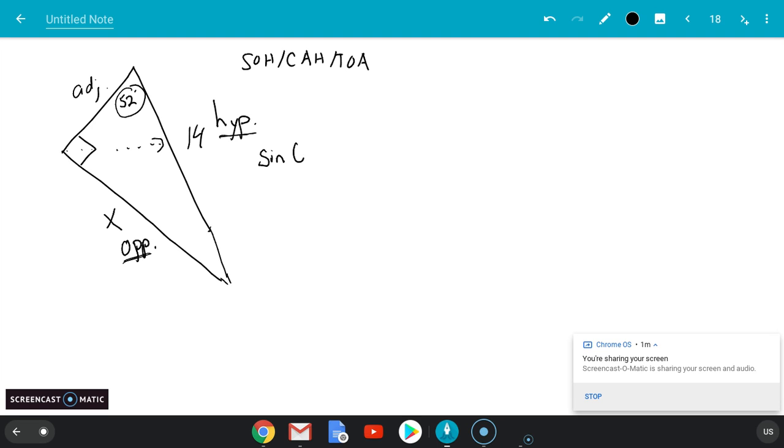of theta, and remember in the video I talked about theta being the variable portion for an angle. So sine of theta equals opposite over hypotenuse. Well, what's opposite and what's hypotenuse here? Let's fill in the blank. Sine of 52 equals opposite x over hypotenuse 14.